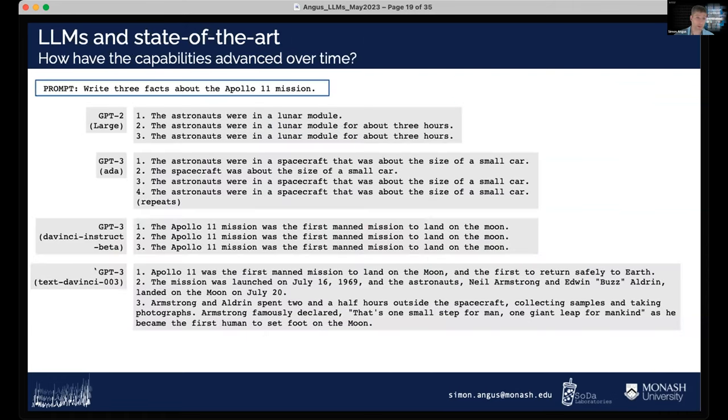Okay, let's start doing some probing, because I think this is hopefully going to illustrate to you there's been another transformation, another revolution in performance. So I've written a prompt, "write three facts about the Apollo 11 mission", and I've asked different variants of models to answer that. GPT-2 to 3, so Ada, not really meant for this sort of task, but we'll roll with it. Instruct Beta and DaVinci 003, which is the most powerful model that you can get before you enter the ChatGPT age.